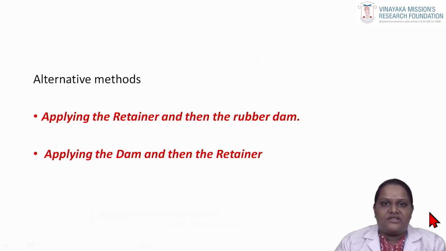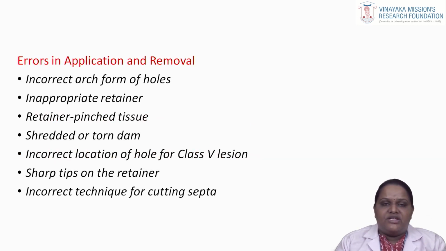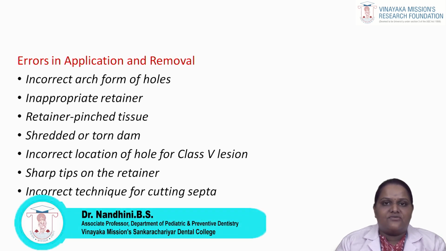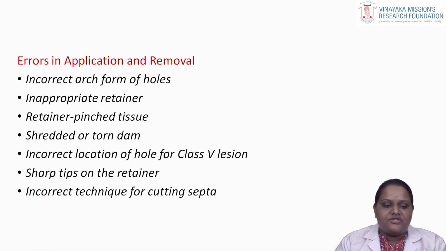What are the other alternative methods that we can employ in placing the rubber dam? First you can apply the rubber dam clamp, that is the retainer, and then the rubber dam, or place the rubber dam sheet first, over which the retainer or the clamp can be placed. There are some errors that we come across while placing the rubber dam. Those are as follows: incorrect arch form of holes, inappropriate retainer, retainer pinched tissue, shredded or torn rubber dam, incorrect location of hole for a class 5 cavity lesion, sharp tips of the retainer, incorrect technique for cutting septa.